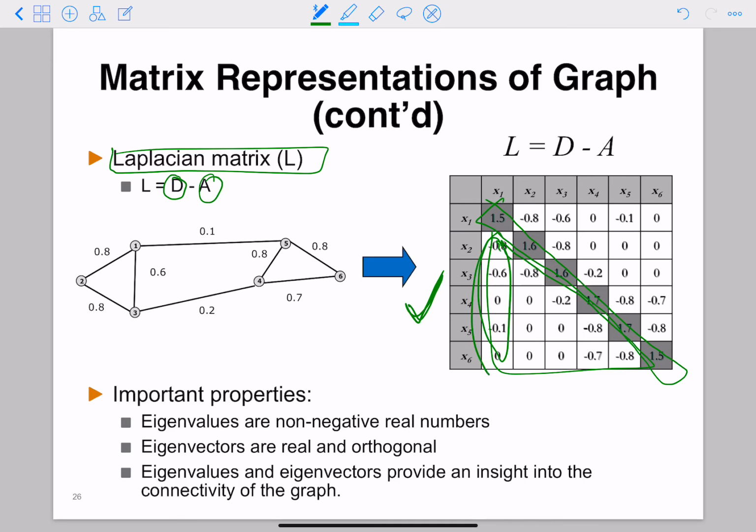Basically, the sum of those values is placed on the diagonal. So you can intuitively think that the off-diagonal part can never beat the diagonal element, because the sum of the off-diagonal part is always shown as the diagonal element. That way, this matrix has some interesting properties in terms of its eigenvalues and eigenvectors. The eigenvalues are all non-negative real numbers, which means this matrix is positive semi-definite.